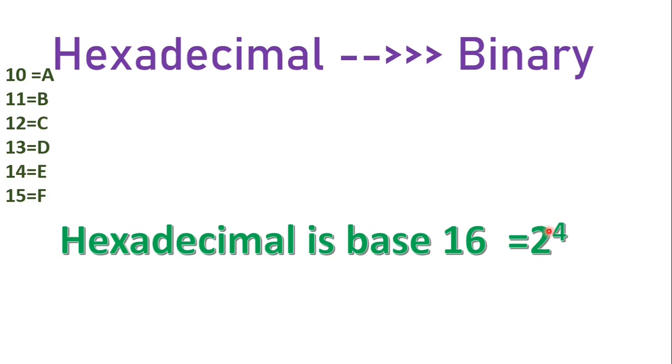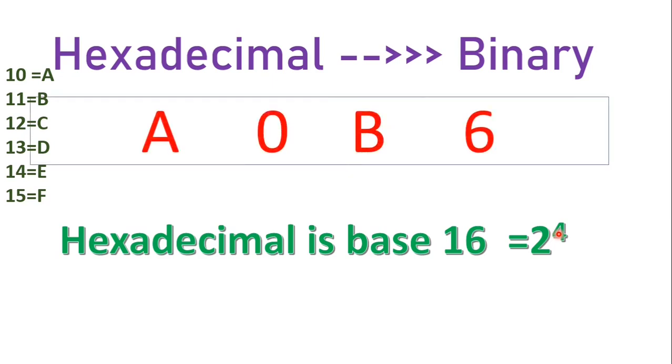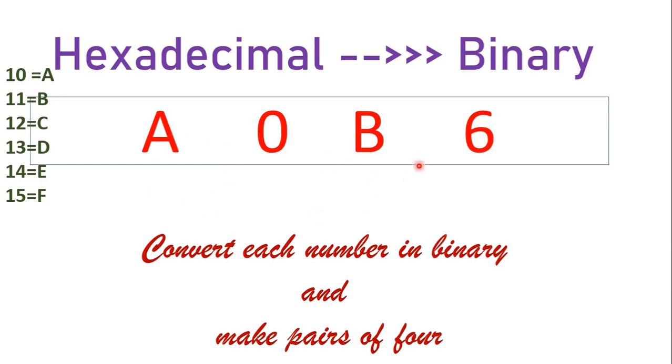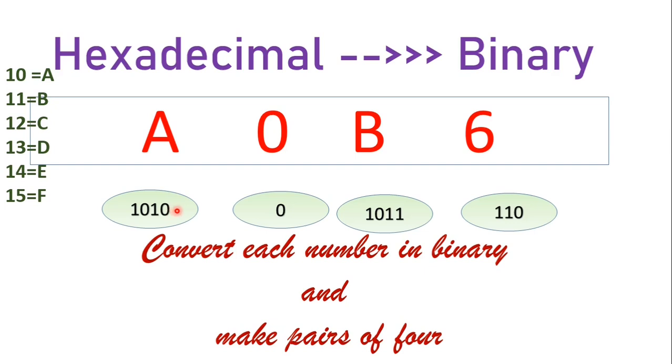So this is 2 to the power 4. So if we have to convert a number A0B6 into binary, the first step is to convert each of these digits into binary. So A is 10. When you convert 10 into binary, you get 1010. When you convert 0 into binary, you get 0. When you convert B, that means 11 into binary, you get 1011. And when you convert 6 into binary, you get 110.